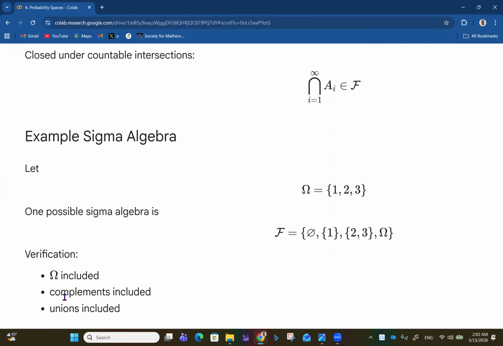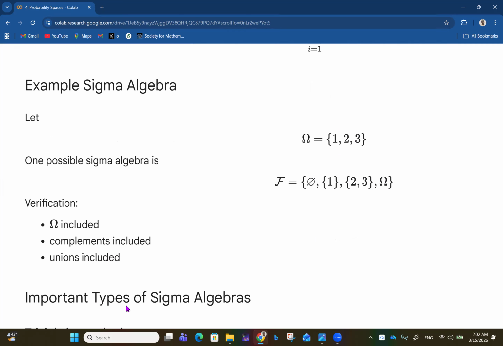Then unions are also included. So the union of 1, 2, 3 is automatic. The union of the empty set and 1 is actually 1. The union of 1 and 2, 3 is 1, 2, 3, which is this one. So the union of omega and any one is omega itself. So unions are included like that.